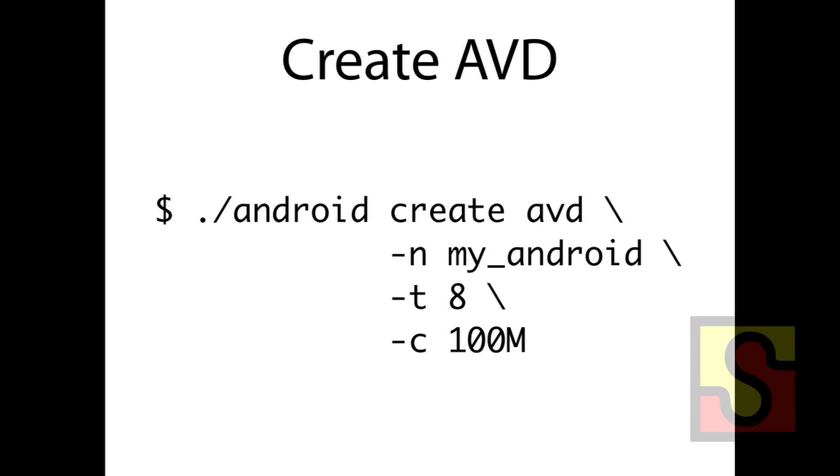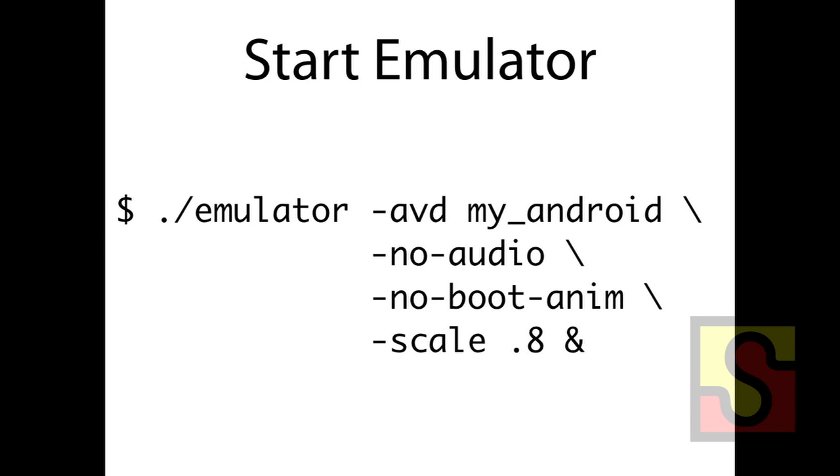3.0 is the latest version. They've got 16 different profiles. I picked 8 for some arbitrary reason. And then 100 is the size of the SD card, or at least in this case, a virtual storage for this device. Now that I've created it, and it's called My Android, I then will start the emulator. A couple of tips here: no audio and no boot animation are 2 tips that I've seen that actually make the boot sequence for the emulator a little bit faster. In this particular case, I just scaled it down to 80% so it actually fit on my screen. That's one of the little trial and error things.